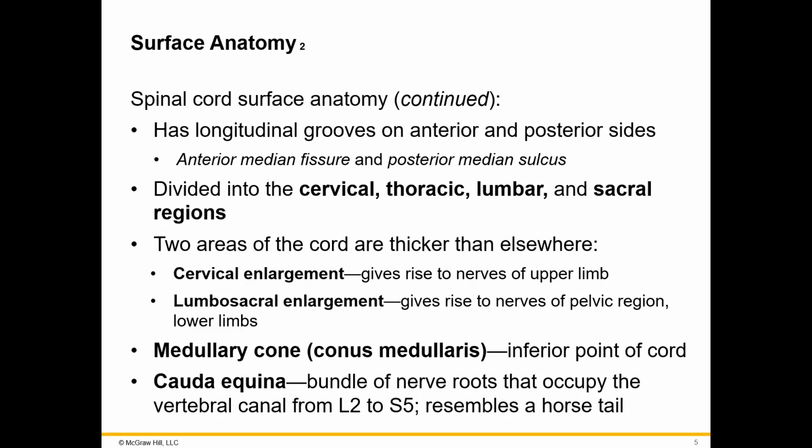But no cell bodies. These are all somas, cell bodies, nuclei, important for integration and for processing of information. In children, the spinal cord goes down to L3. But when you're an adult, it goes down to L1 and then it stops. And the rest are nerves.